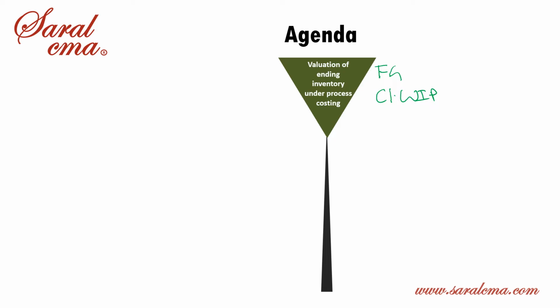Finished goods are the units that are complete in all respect, which is ready for sale. Closing WIP units are the units that are in process yet to be completed. This valuation of inventory can be done during any period end. It can be end of the year, it can be end of the quarter, or it can be end of the month.